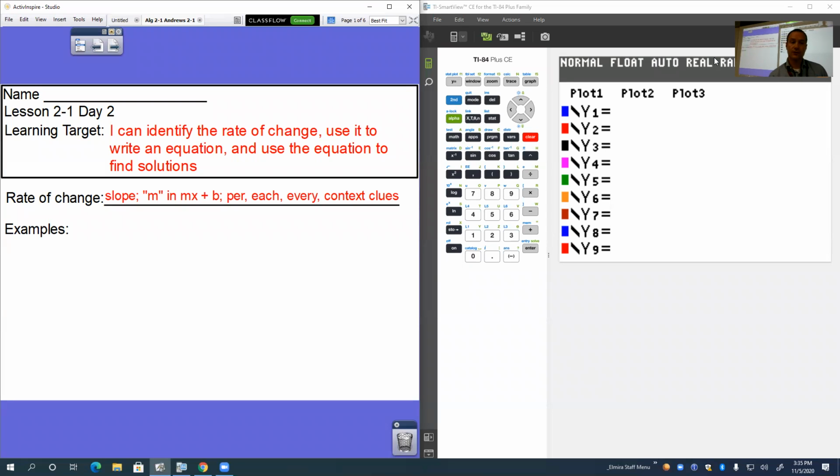This is the lesson for 2-1 day 2. What we're doing today is we are identifying the rate of change, using it to write an equation, and using the equation to find solutions.